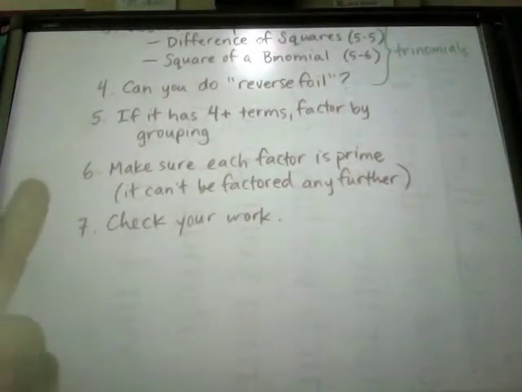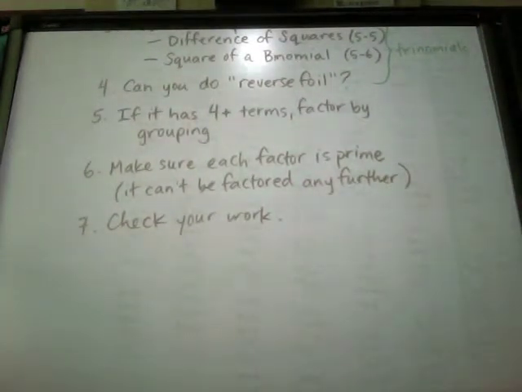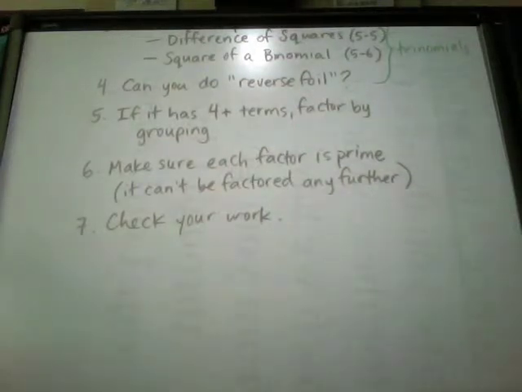And again, we can check it by multiplying everything we get. If it's two binomials, you can FOIL it. If it's a monomial times a trinomial, you can do the distributive property. Okay, so let's start with some examples.